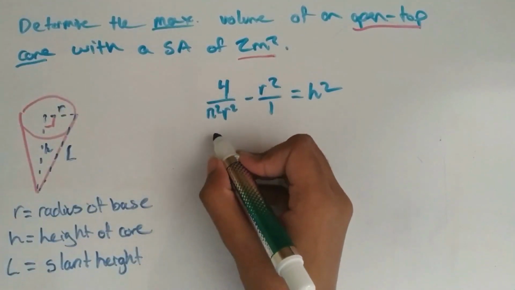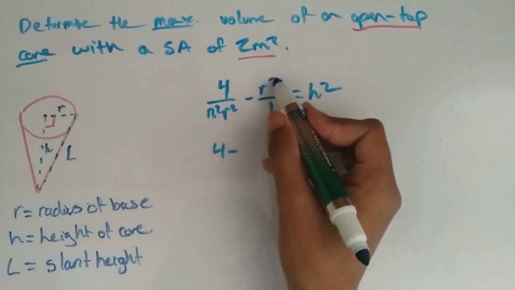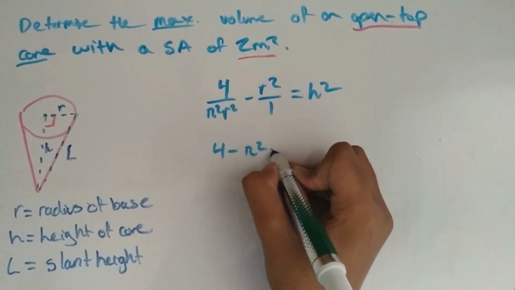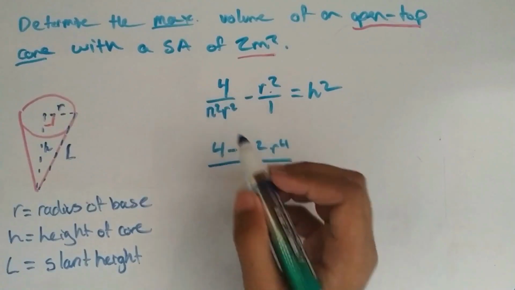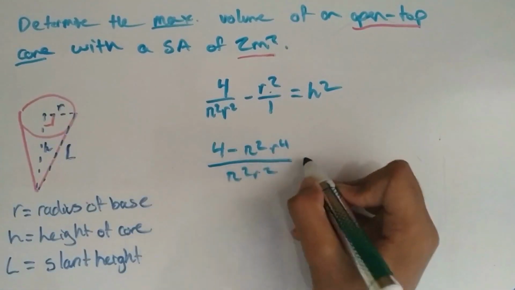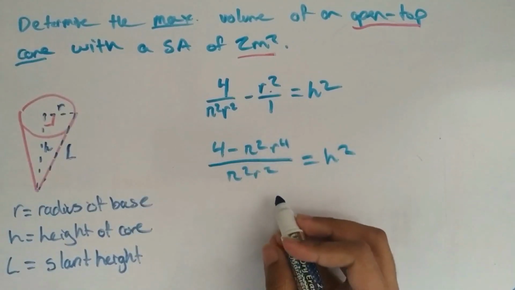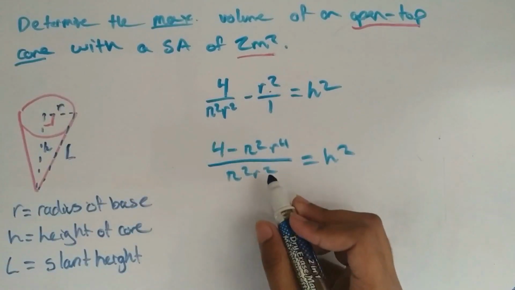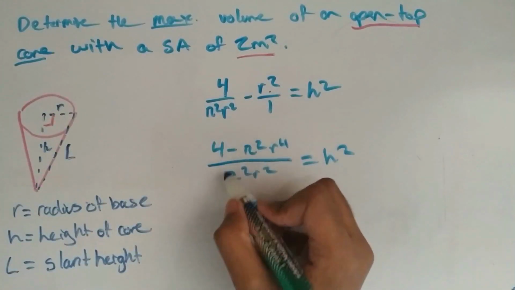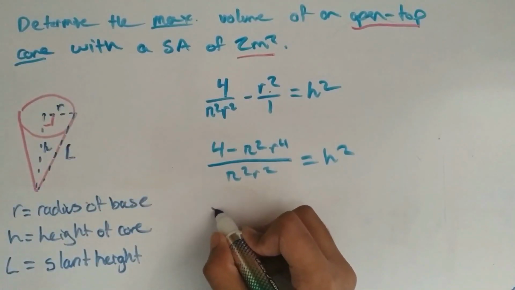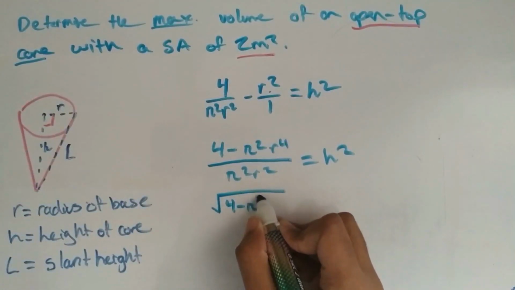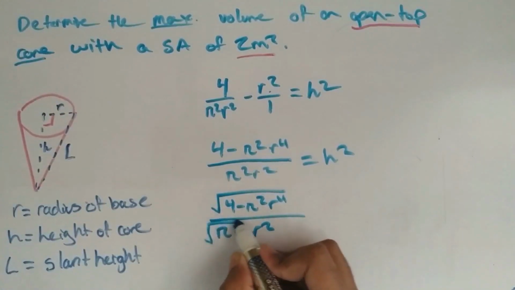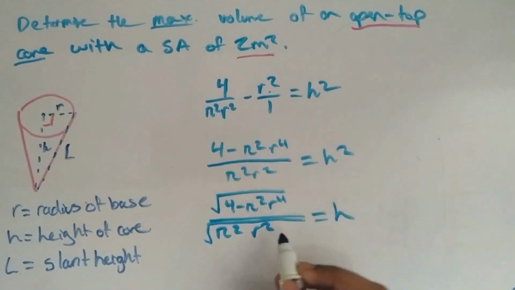In the numerator, we're just going to get 4 minus r squared times pi squared r squared, and that gives us pi squared r to the 4. It's all over that common denominator that we've been trying to get, which is pi squared r squared. And now that is equal to h squared. So what we can now do is start to take the square root. Taking the square root of a fraction is the same thing as taking the square root of the top as well as the bottom. So let's go ahead and do that now. It's going to be the square root of 4 minus pi squared r to the 4 over pi squared r squared. The square root of that is equal to h.